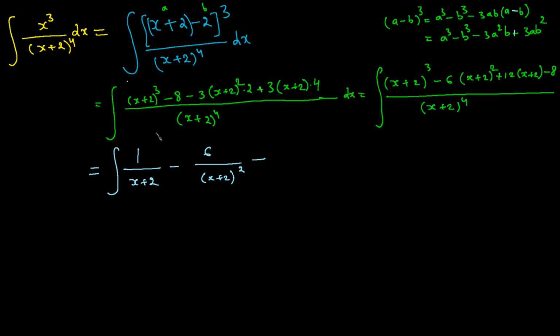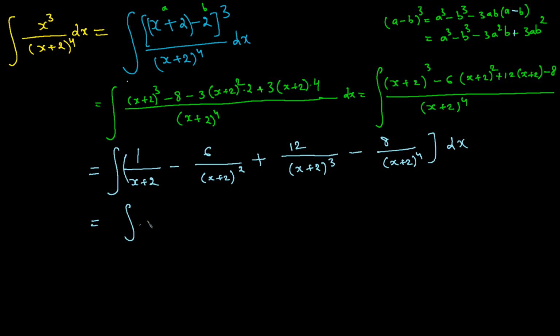Okay, so that's it. All right, so we got 6 over x plus 2 square, and this is going to be plus, and 12 over x plus 2, and in the denominator x plus 2 raised to power 4. So one power will cancel out with this one, so that'll give me x plus 2 raised to power 3. And the last one is just negative 8 and divide it by x plus 2 raised to power 4 dx. Right?